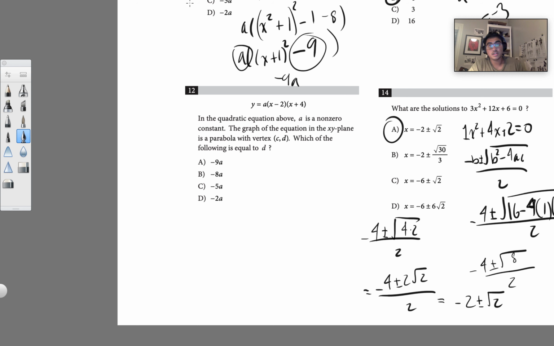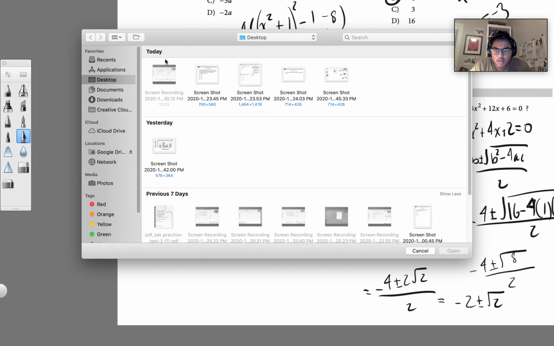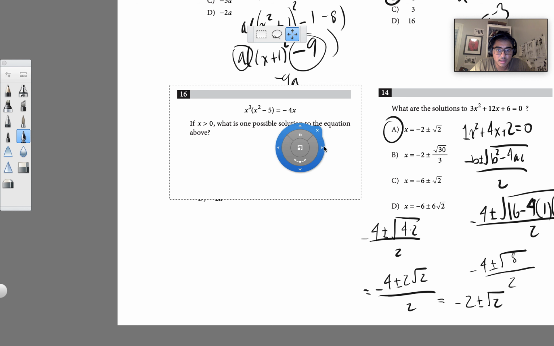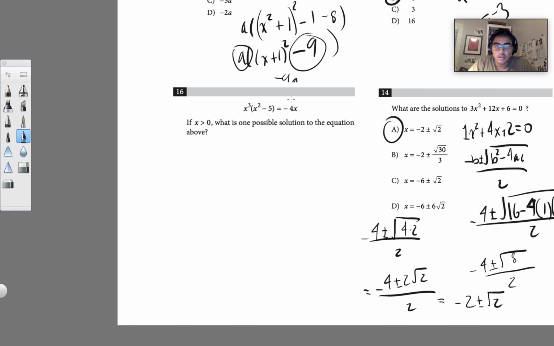Last question, question number 16. We're not doing question number 12 again. I just imported the wrong question, so let's just pretend 12 never existed. There we go. Okay, so if x is bigger than 0, what is one possible solution to the equation above?